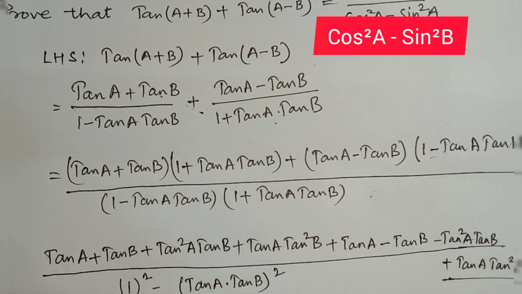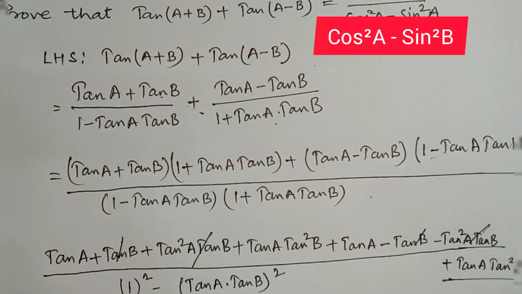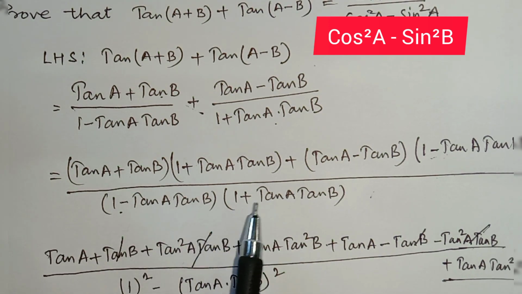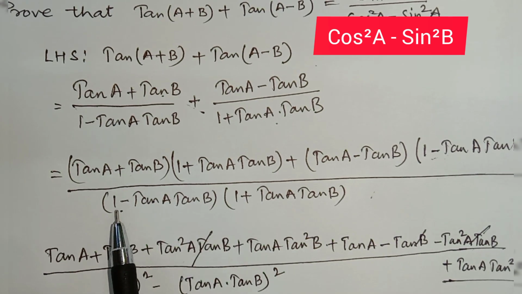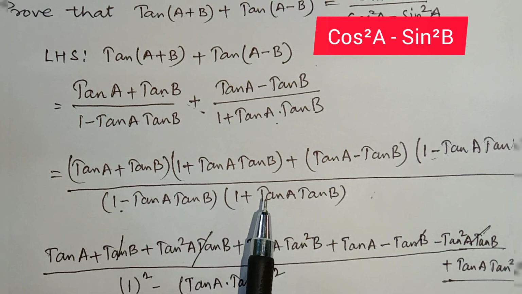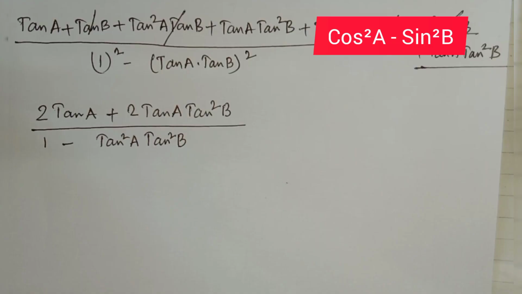After multiplication we get this term, and from here we are going to cancel the like terms with opposite signs. After cancellation we check the denominator, and in the denominator we can see 1 minus tan A tan B times 1 plus tan A tan B. So if I consider 1 as x and tan A tan B as y, then I get x square minus y square. So here I have written 1 square minus tan A tan B whole square.